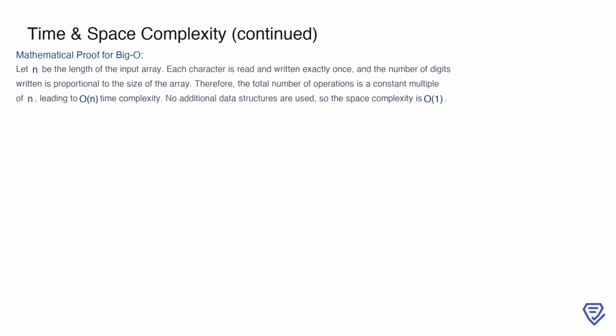For space complexity, the solution does not use any additional data structures or memory that scales with the input size. All extra memory used is constant, such as variables and temporary storage for digit conversion, which are effectively O(1). Therefore, the space complexity of the solution is O(1).